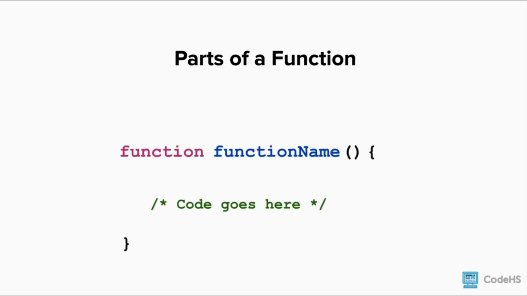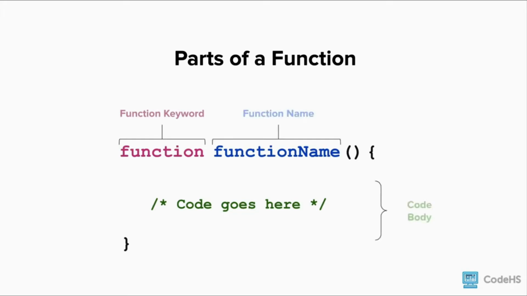Let's look at the parts of a function. Every function starts with the function keyword, followed by the function name and the code body.